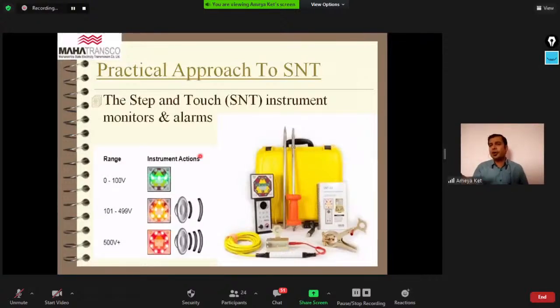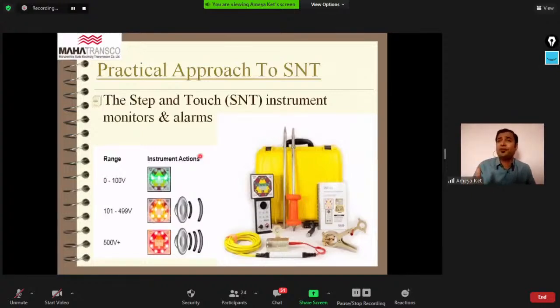Because, as we know, our transmission lines run throughout the tail end of the districts. Sometimes they run outside the cities, sometimes in the valleys. So it is very much cumbersome to maintain proper earthing of a particular tower.